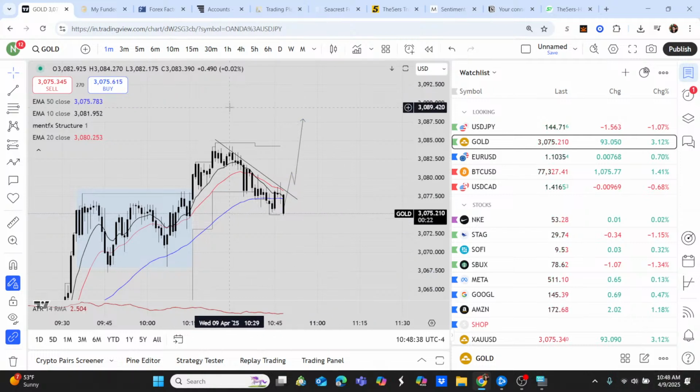Sorry if it's a bit confusing that I'm trading the challenge and the funded accounts at the same time, because I wasn't really meant to trade it on stream. It's just I'm already taking challenges right now.